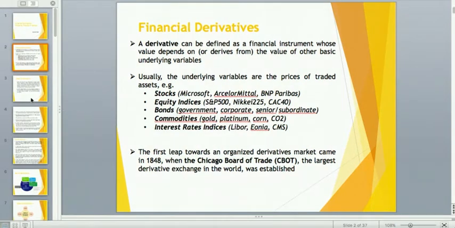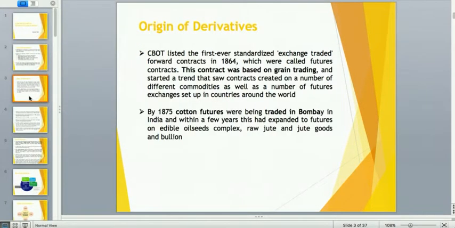So moving forward, I think we have discussed this point already of grain trading on CBOT. How did derivative trading begin in India? Here we have the point where it says that we had cotton futures being traded in Bombay around 1875. So back then also we had derivative trading in terms of cotton futures, or you can say commodity derivatives being traded in India.